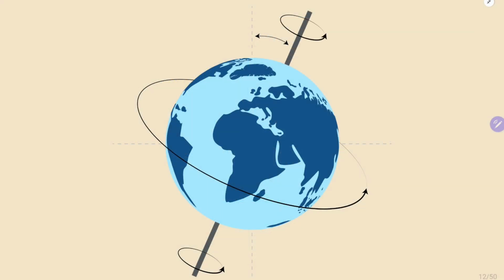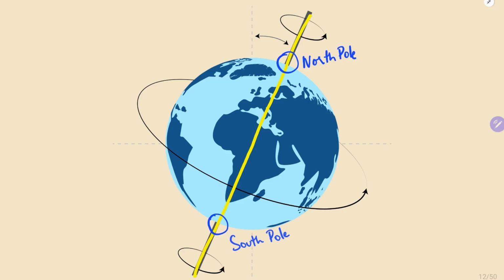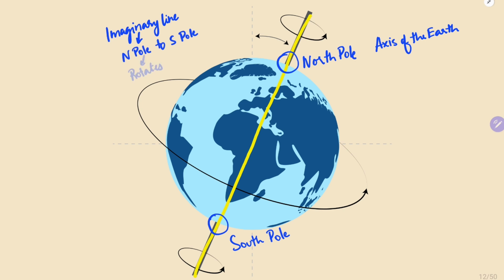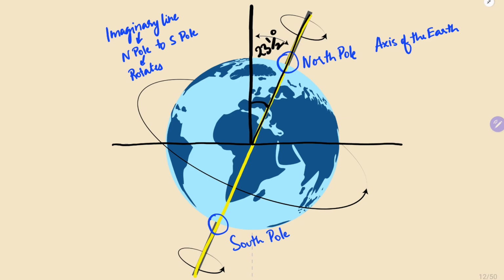If you look at the globe, you'll notice a needle or a metal rod passing through the North Pole and the South Pole. This rod represents the axis of the Earth. The axis of the Earth is an imaginary line that runs through the North and South Poles around which the Earth rotates. This axis is tilted at an angle of 23.5 degrees, which is called the axial tilt. This axial tilt is responsible for the different seasons on Earth, like summer, winter, spring, and autumn.